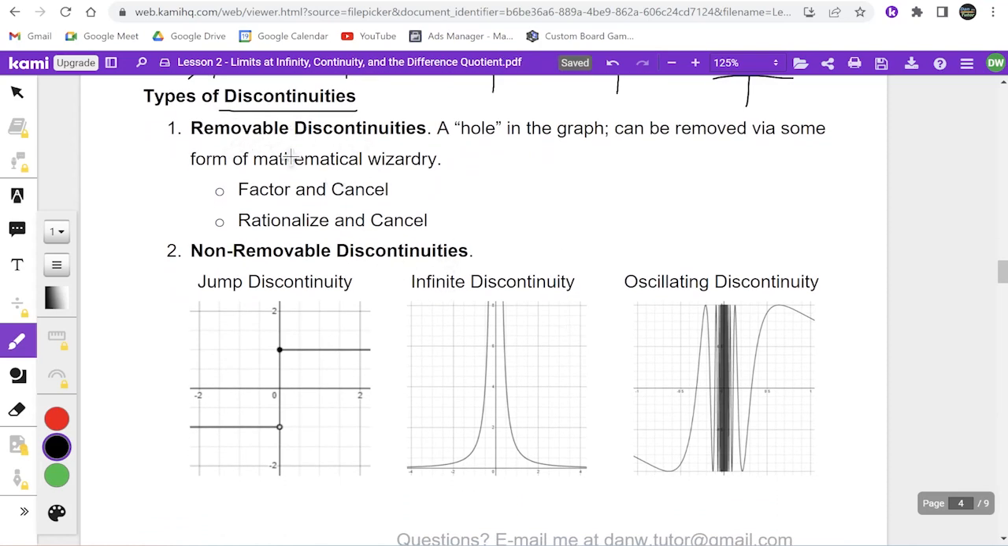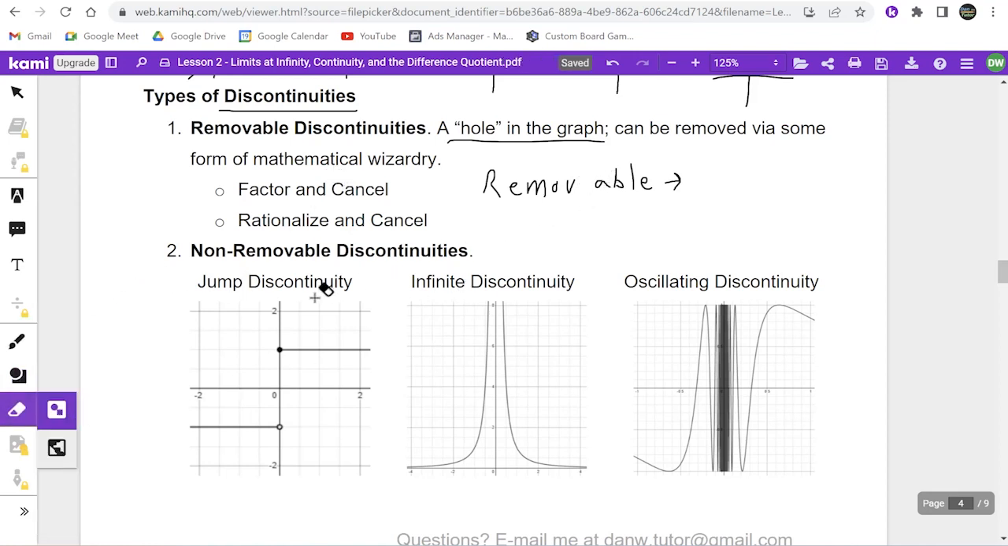The first kind is a removable discontinuity. This is most commonly a hole in the graph. That's the most common example. It very well may be the only example. But the reason why it's removable, here's what you need to know. If it's a removable discontinuity, how do you spell removable? I guess there's no E. Okay, well, we'll get better at that.